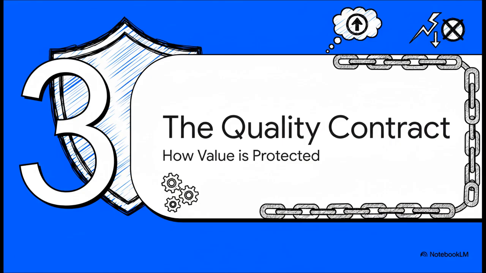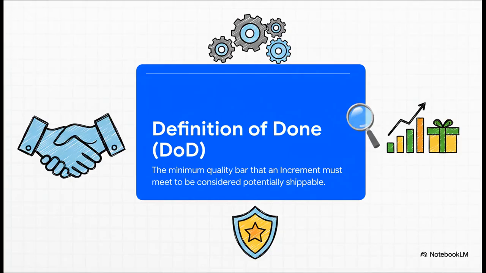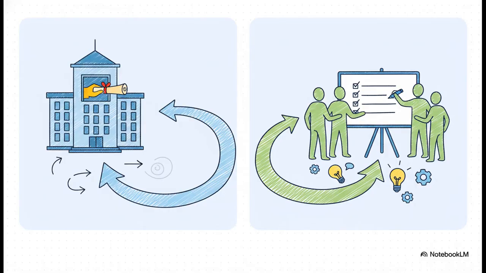Because nothing kills value faster than shipping something buggy or half-baked. And this brings us to what I like to call the quality contract. So this contract is called the definition of done, and you should really think of it like a formal agreement. It's the whole team's shared understanding of what it means for a piece of work to be actually complete. This is your shield. It's what prevents that low-quality, unfinished junk from getting out the door and wrecking your product's value.